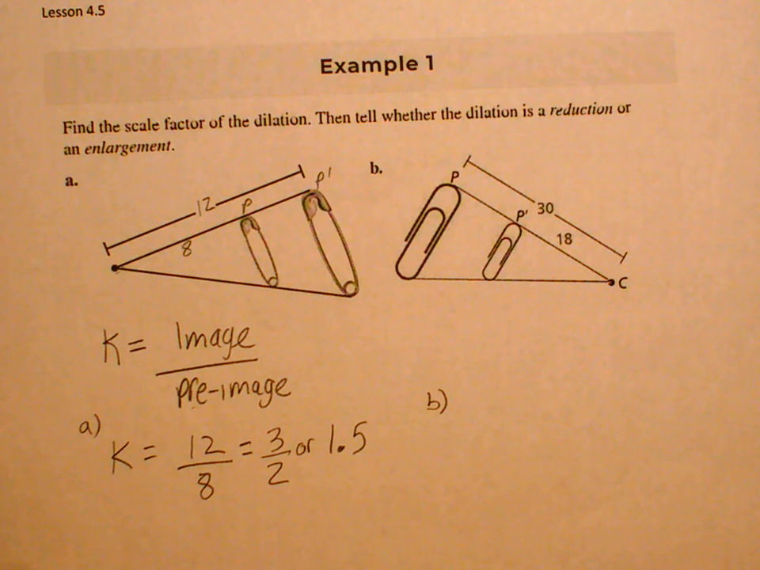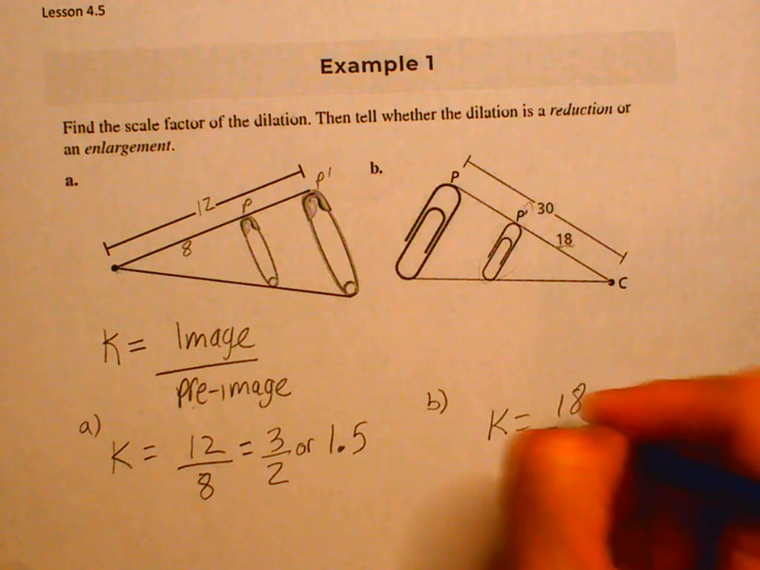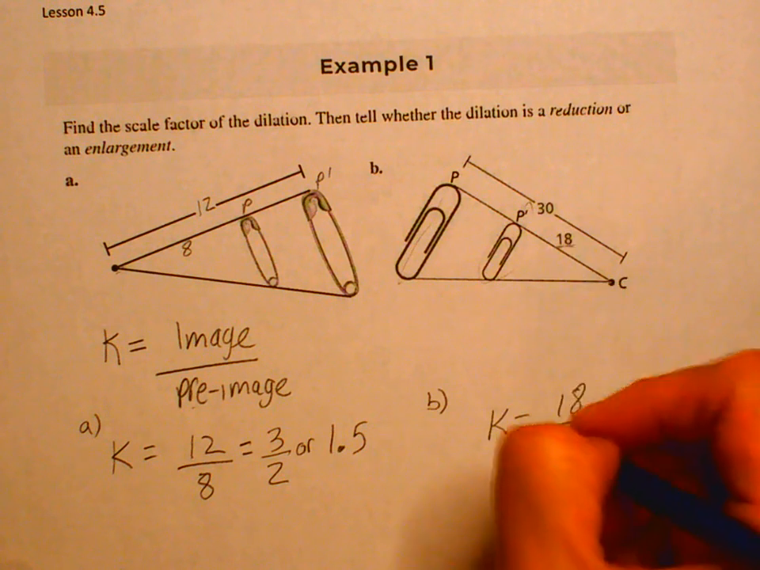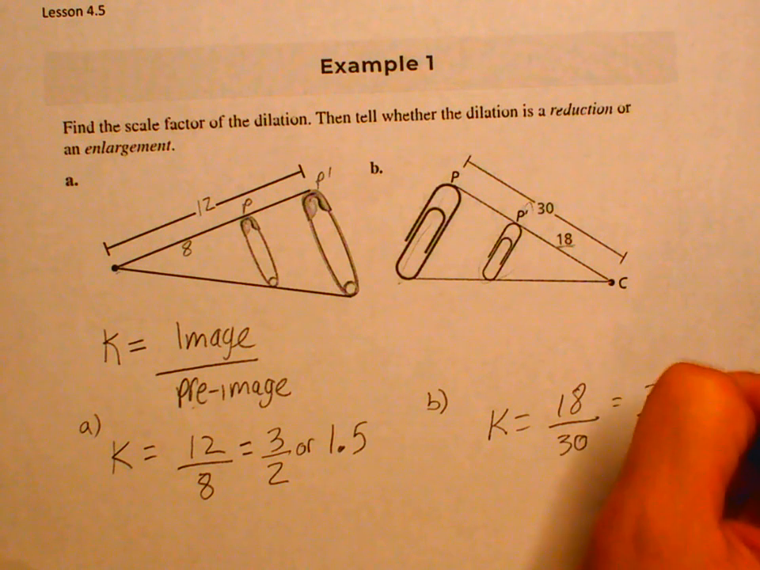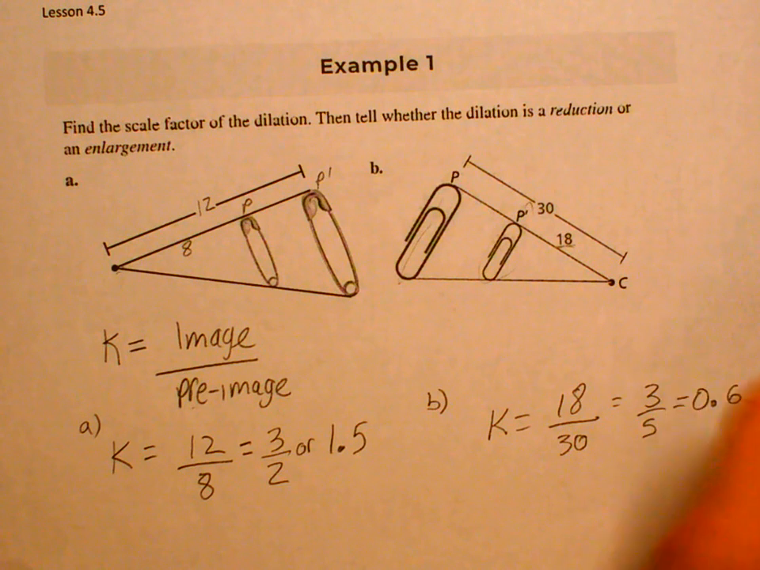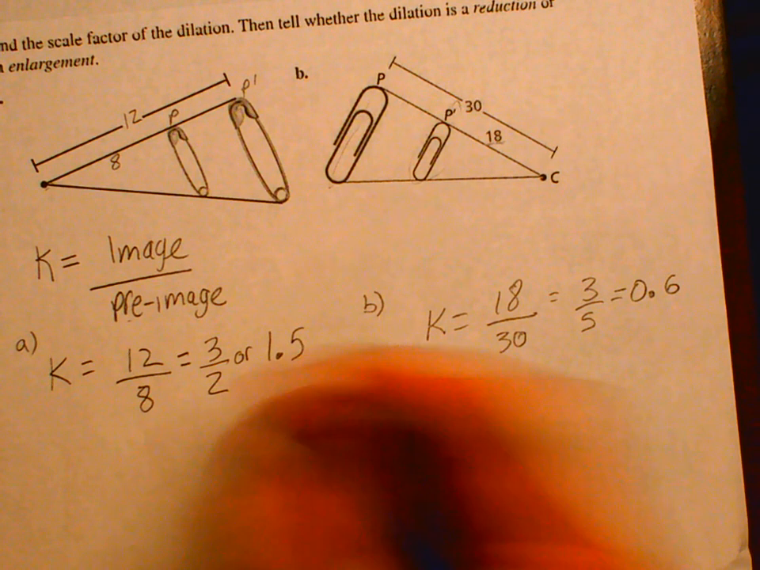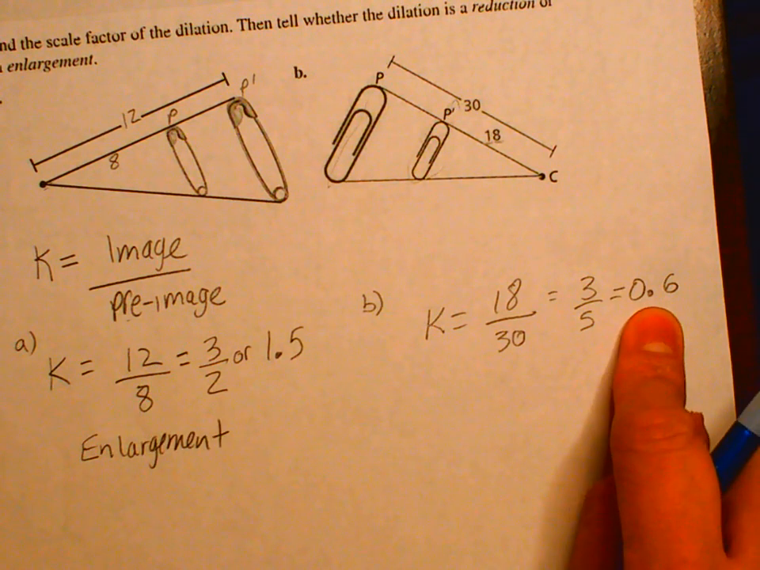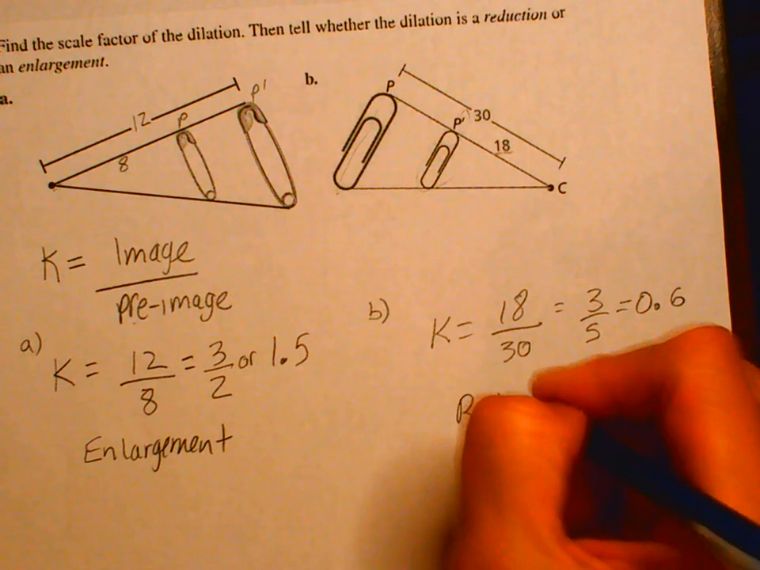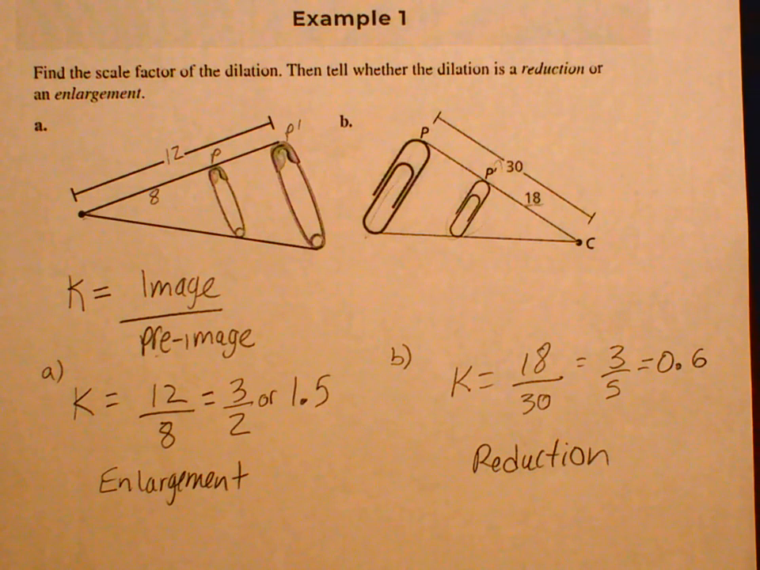For B, the image happens to be this one. So that's 18. So that will be 18 over the pre-image, which happens to be this one, is 30. So they're both divisible by 6. That gives me 3 over 5, or 0.6. Now, because this scale factor is larger than 1, this is going to be an enlargement. Because this is less than 1, this is going to be a reduction. And this is example number 1. Let's look at example number 2.